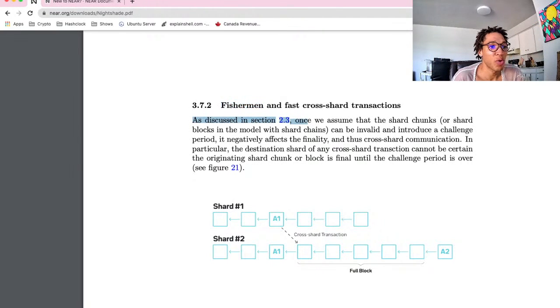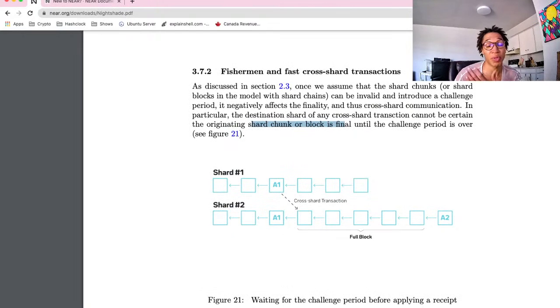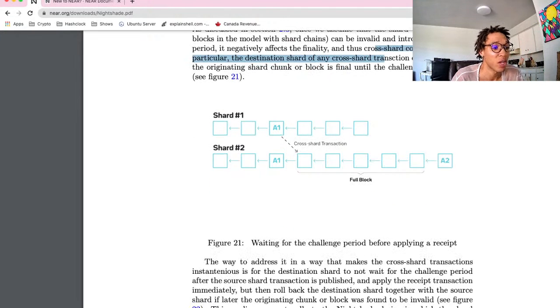So as discussed in section 2.3, once we assume that the shard chunks or shard blocks in the model with shard chains can be invalid and introduce a challenge period, it negatively affects the finality and thus cross-shard communication. In particular, the destination shard of any cross-shard transaction cannot be certain the originating shard chunk or block is final until the challenge period is over. It's just saying that now that we understand that we need to actually look out for potential malicious nodes, we need to make sure that this challenge period ends before we do much, which kind of adds extra communication overhead.